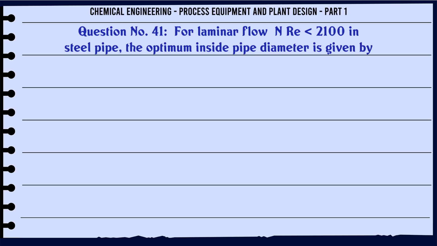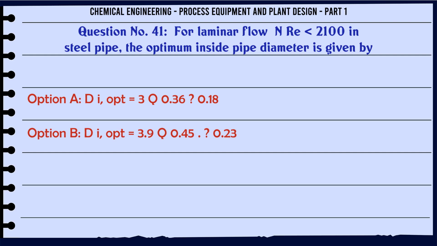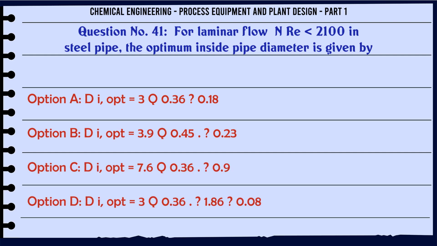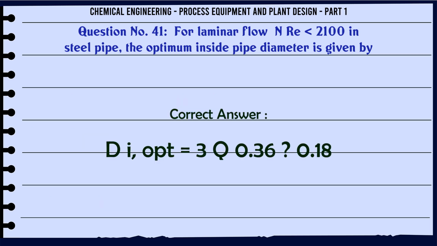For laminar flow Reynolds number less than 2100 in steel pipe, the optimum inside pipe diameter is given by A. Di opt is equal to 3Q^0.36 ρ^0.18. B. Di opt is equal to 3.9Q^0.45 ρ^0.23. C. Di opt is equal to 7.6Q^0.36 ρ^0.9. D. Di opt is equal to 3Q^0.36 ρ^1.86 μ^0.08. The correct answer is Di opt is equal to 3Q^0.36 ρ^0.18.